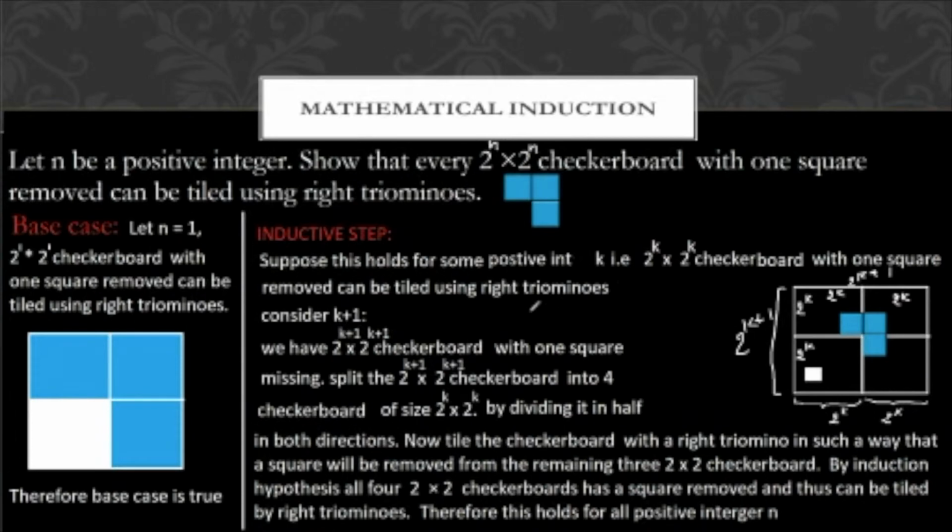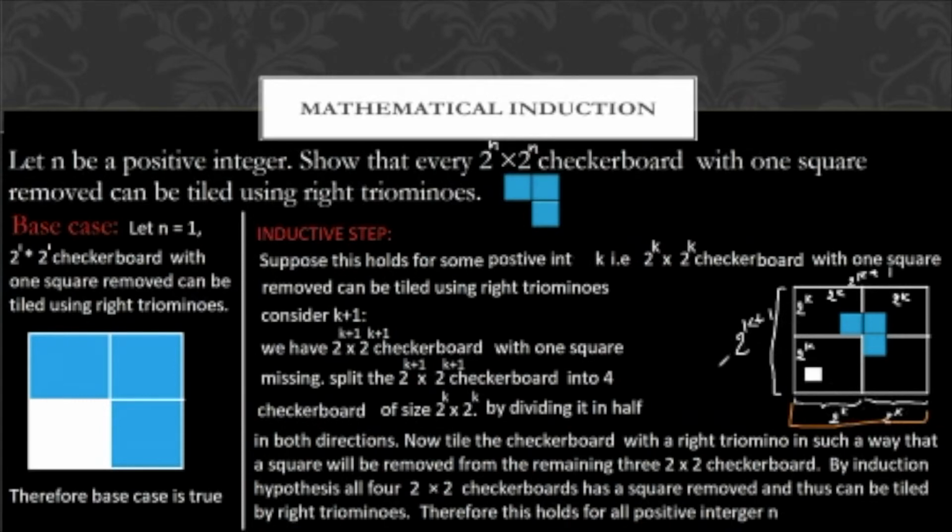checkerboard, meaning somehow I want to transform this 2^(k+1) by 2^(k+1) checkerboard into checkerboards that are 2^k by 2^k. As you can see on the picture over here, we have a checkerboard that is 2^(k+1) by 2^(k+1). So let me draw it out. So this side over here is going to be 2^(k+1) as well.